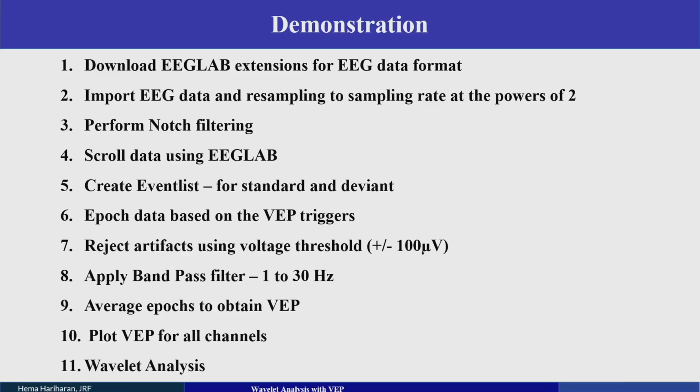Since we are working on the VEP data, first we will do the VEP analysis, and one important step we have to do is resampling, because we want to export the samples in powers of 2. For that purpose we have to do the wavelet analysis. This resampling has to be done, followed by epoching, creating the event list, the VEP triggers, and all the VEP analysis, and finally we do the wavelet analysis using the software. These are the demonstration steps that I'm going to do.